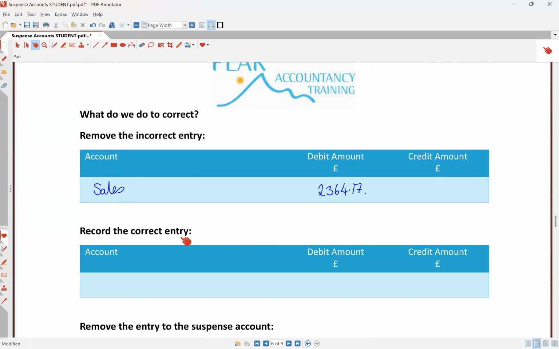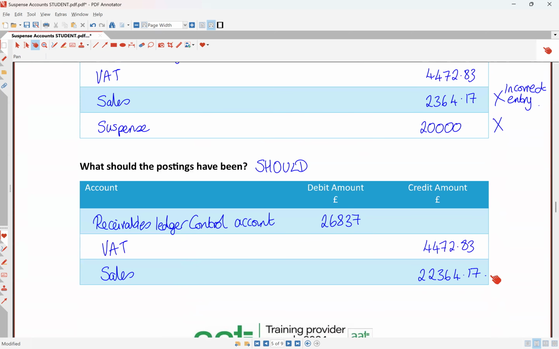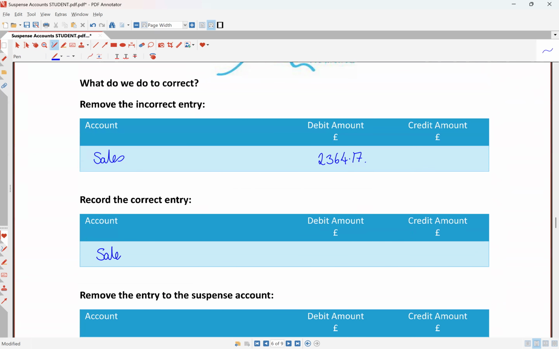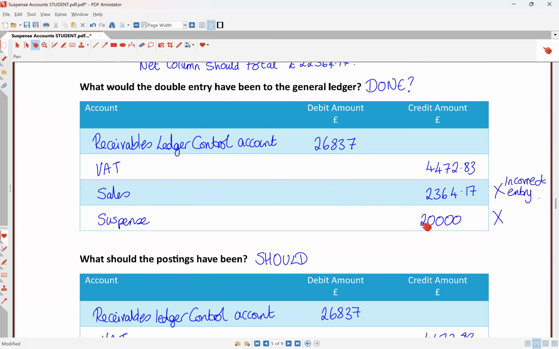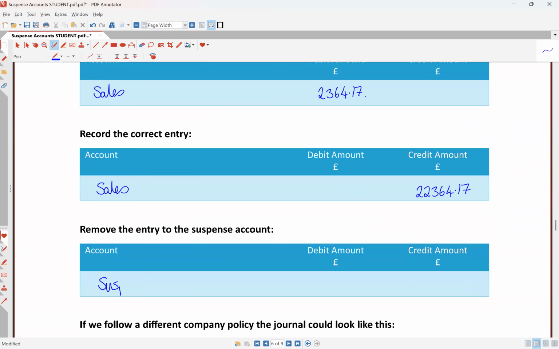Then they ask you to record the correct entry. So how would I go about doing that? Well, my correct entry, as we pointed out when we looked at what we should have done, was a credit of 22,364.17. So we credit sales with 22,364.17. Now, we need to remove the entry to the suspense account. That's the last step of this. Where was the entry to suspense? It was on the credit side. So I need to debit to remove that suspense account. So debit to suspense of 20.